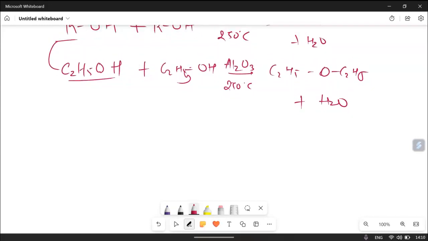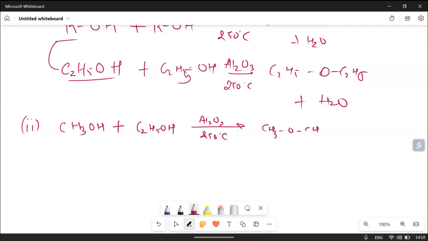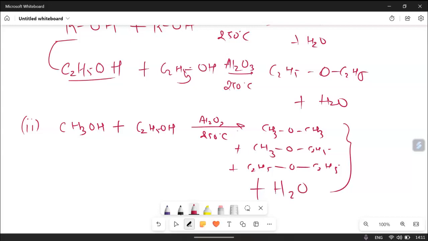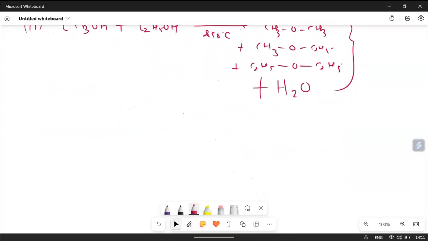The next reaction you can write down is if there is a mixture present. Second example, CH3OH is treated with C2H5OH. You must be confused about what will be formed. The formation will be CH3OCH3 plus CH3OC2H5 plus C2H5OC2H5. So there will be a mixture of three types of ether and the water molecule will be removed. So the reaction goes like that.